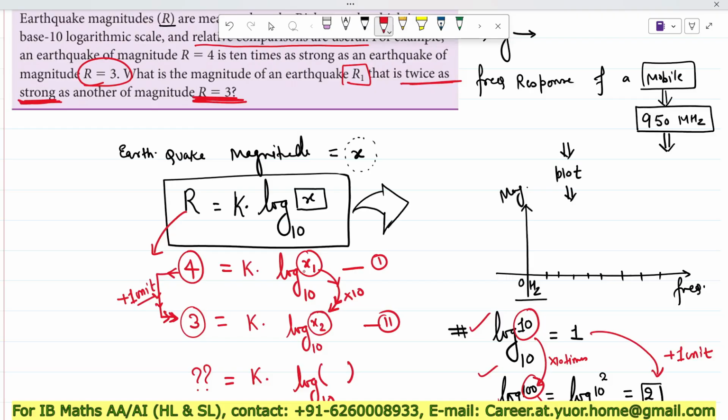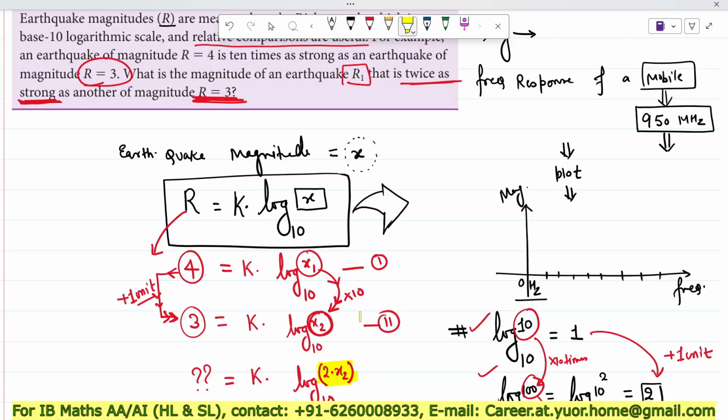So for R equals 3, I have assumed x2. So it means here it should be 2 times x2. Are you getting this? This is the main step of my explanation. Why have I written here 2 times x2?